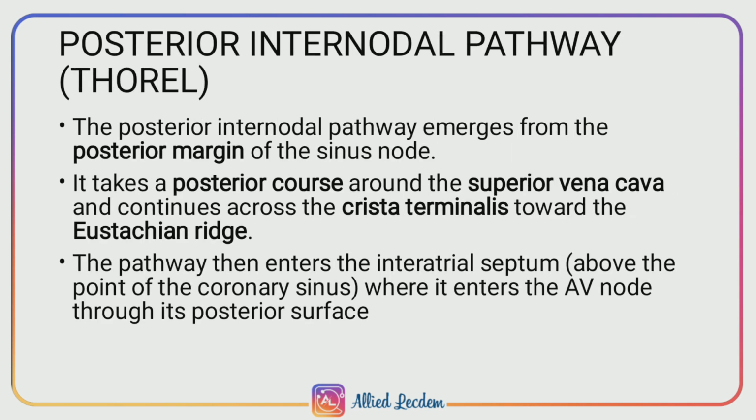Posterior internodal pathway or the Thorel pathway. The posterior internodal pathway emerges from the posterior margin of the sinus node. It takes a posterior course around the superior vena cava and continues across the crista terminalis towards the Eustachian ridge, valve of the IVC. The pathway then enters the interatrial septum, where it enters the AV node through the posterior surface.